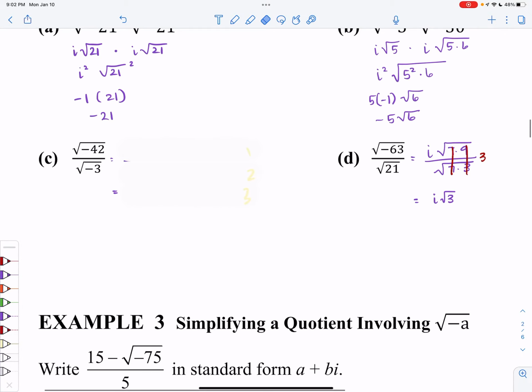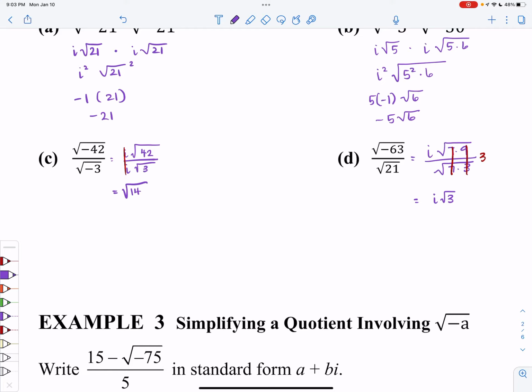All right, let's go over to part C then. Again, let's take care of the negatives first. So that's going to be an i times the square root of 42 divided by an i times the square root of 3. Dividing outsides and outsides, my i's will cancel out. Dividing 42 by 3, remember these are both on the inside, so whatever my number is going to stay on the inside. And 42 divided by 3 is 14, and that needs to stay on the inside of your square root.